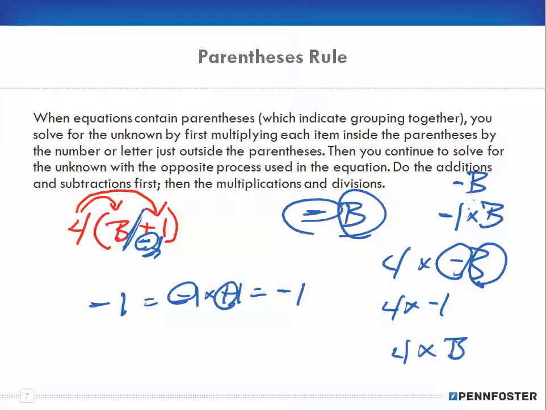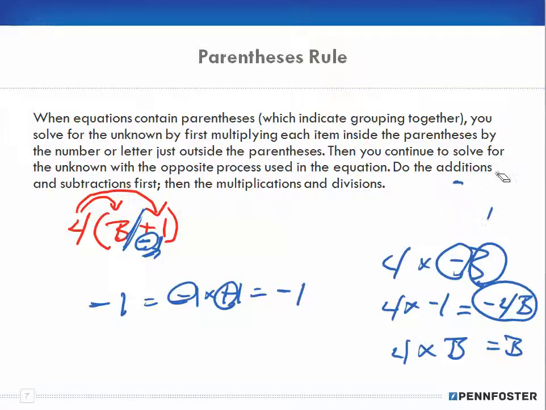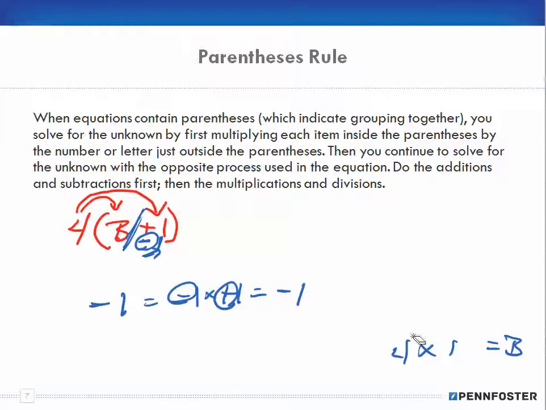So I'm taking 4 times a negative 1 and 4 times a positive b. And I end up with a negative 4b. Okay, because 4 times a negative 1 is equal to negative 4, and 4 times b is 4b, right? I end up with a negative 4b. That's the math. That's the nitty-gritty. That's the stuff that nobody wants to pay attention to, that we don't want to learn, okay?